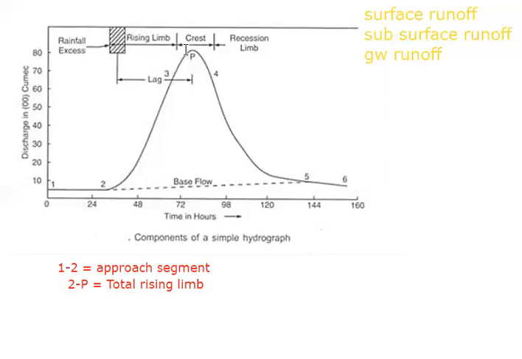Okay, so the point of inflection on the falling side of the hydrograph is commonly assumed to indicate the time at which the overland flow, or the surface runoff, stops. From this point we have the recession limb. So your recession limb will be 4 to 5.